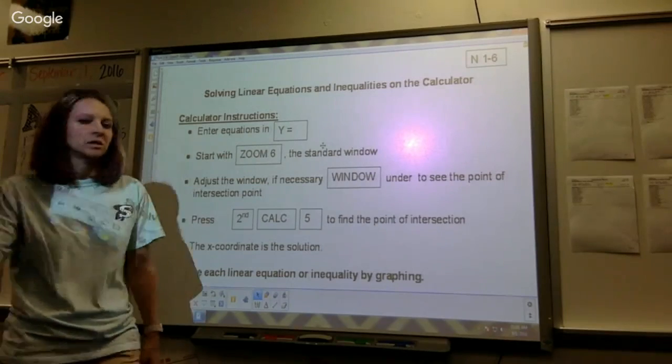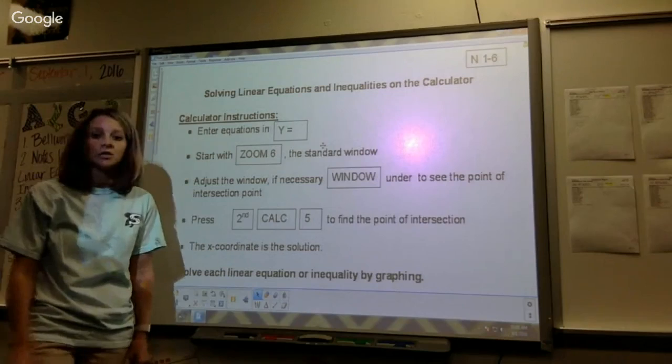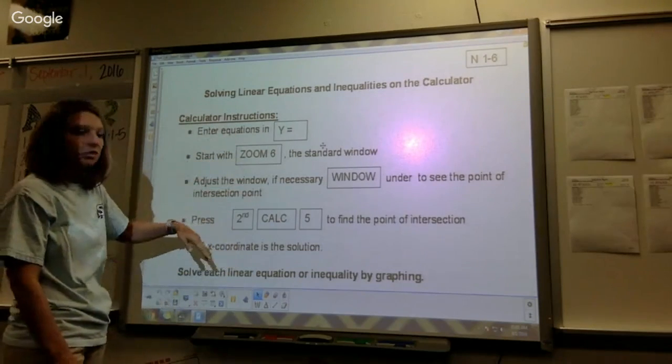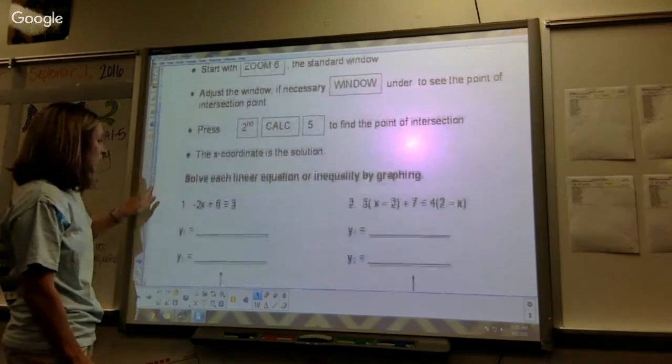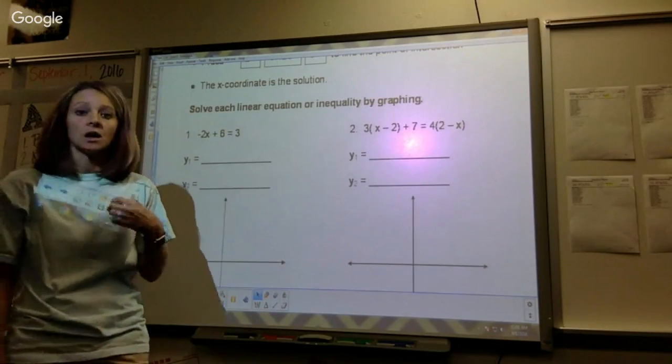Okay, so today we're going to be learning how to solve linear equations and inequalities using the calculator. So here's the calculator instructions on your notes for you, so you can always refer back to that. We're going to start with number 1, and we're going to be using graphing.